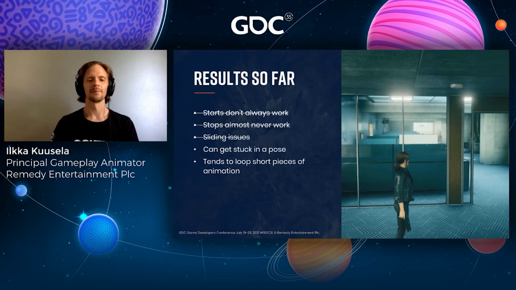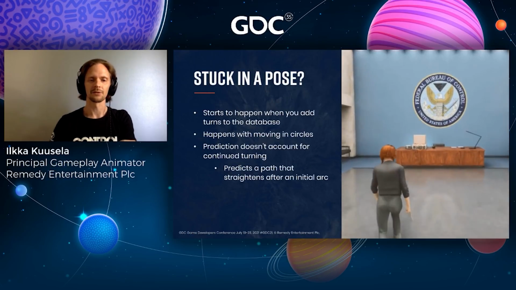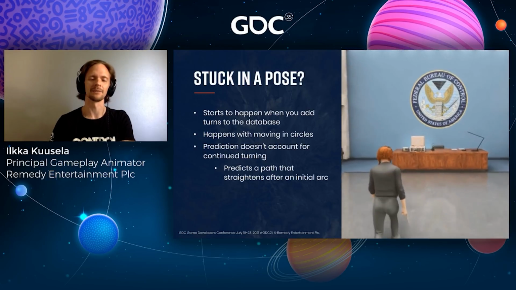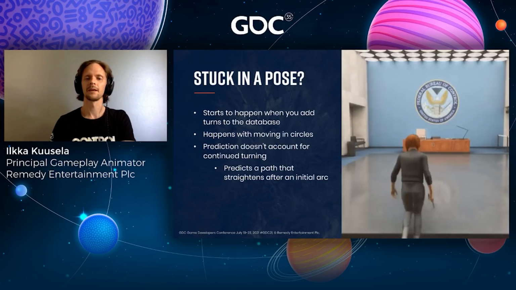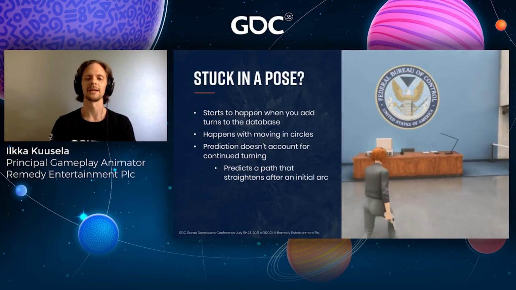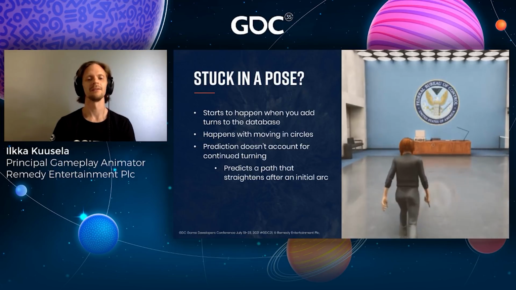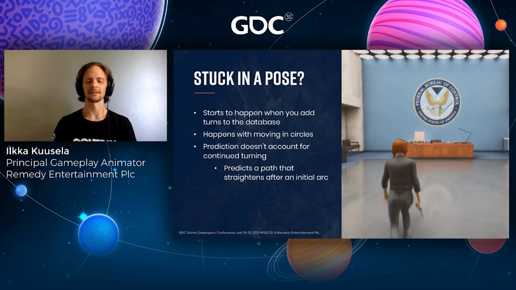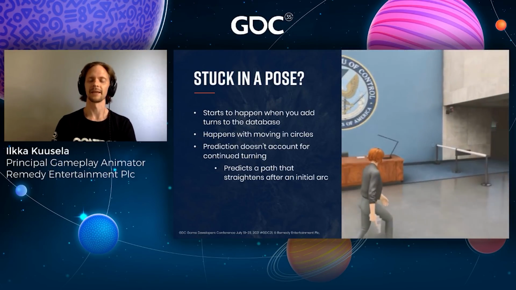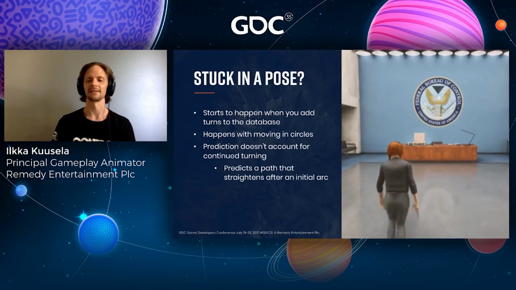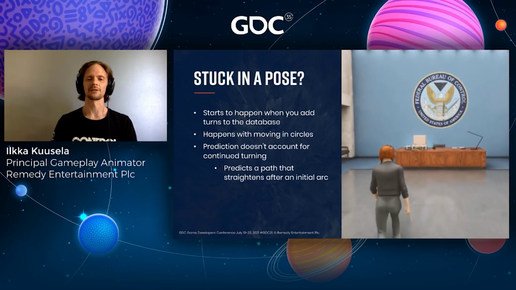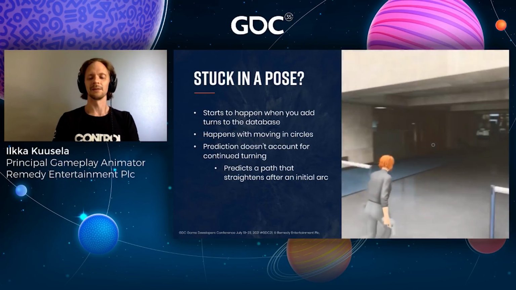We still had the problem that sometimes the character would get stuck in a single pose. It looks like this. And this started happening when we started adding turn animations to our database. Specifically, it happens when the player is trying to walk an arc, like in this video. And the reason this happens is that in order to walk a pattern like this, the player has to be continuously changing the input in order to keep turning. But the prediction always assumes that we will keep the current input.